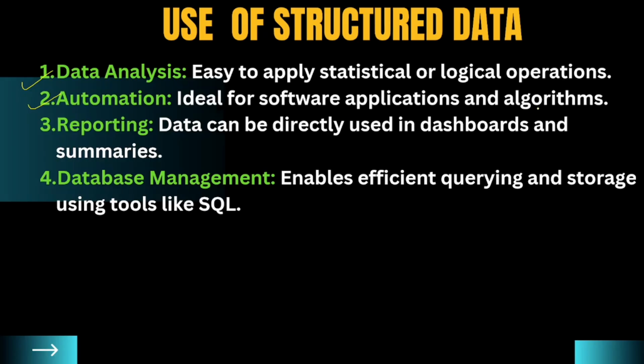Now if you see automation, the electric bill is generated automatically. And when you click on online form submission and registration, everything we are doing in the form, right? That is also automation. And booking tickets for movies or travel, everything is coming as automation. And the next one is reporting. So data can be directly reported in dashboards and summaries.